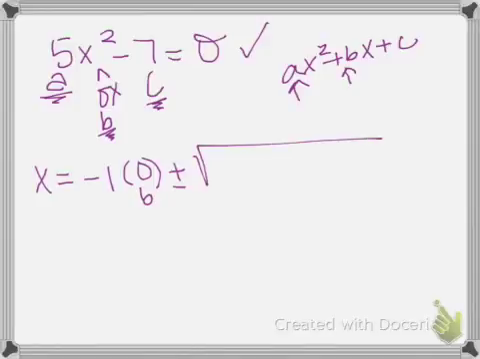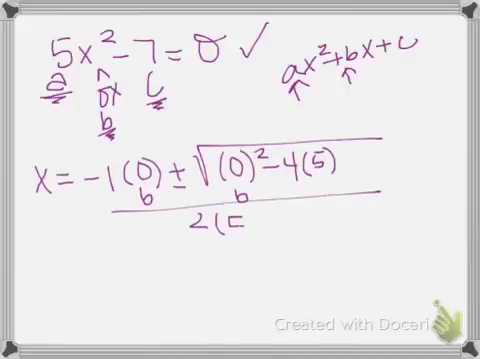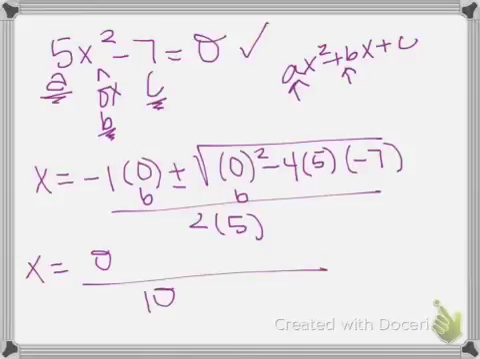We can plug this into our quad formula. So we're going to plug in all the b's as 0, all the a's as 5, and all the c as -7. 0 times -1 is 0. 2 times 5 is 10. Go ahead and work those out right away.